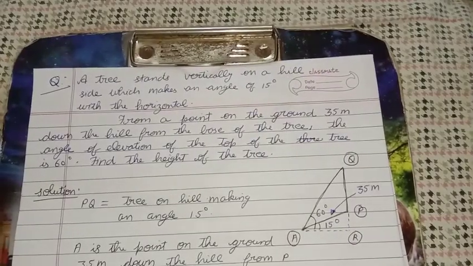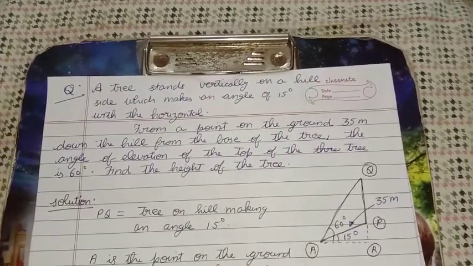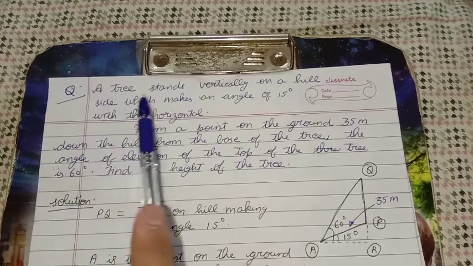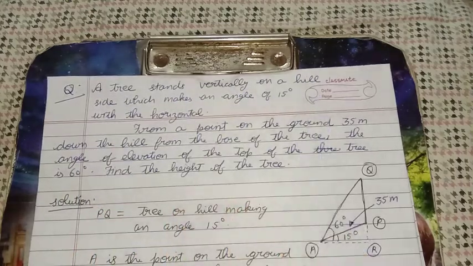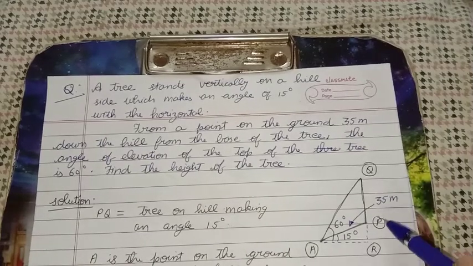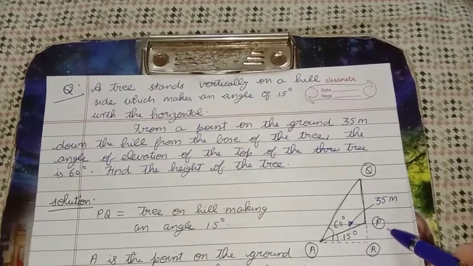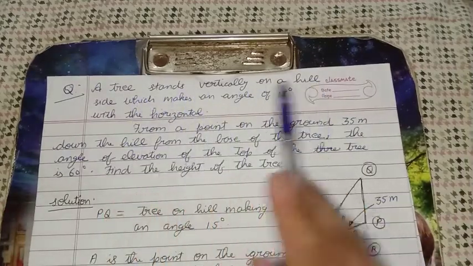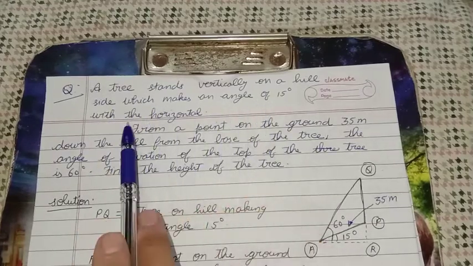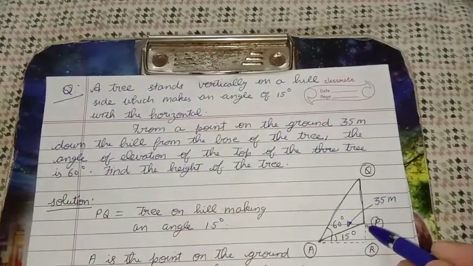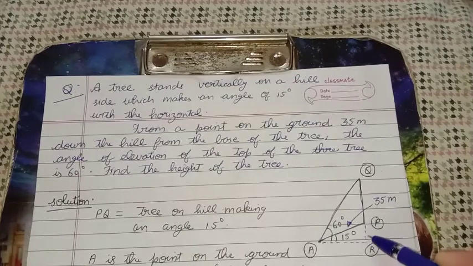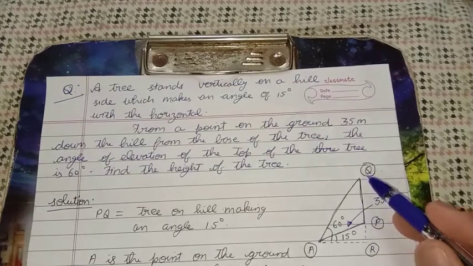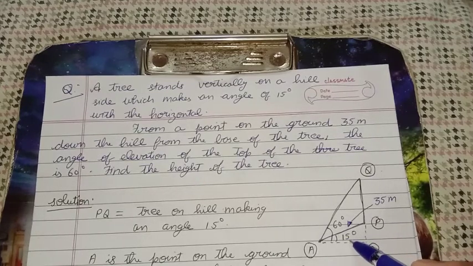Friends, now this is another practical application question in which you have to apply the sine rule as well as trigonometric ratios. Okay, so see this problem. A tree stands vertically on a hill. Can you simultaneously see this diagram? See, this PQ is the tree, and he says the tree stands vertically on a hillside which makes an angle of 15 degrees with the horizontal. See, this small gap, it is actually the hill. On this hill a tree is standing and this hill makes an angle of 15 degrees, correct?